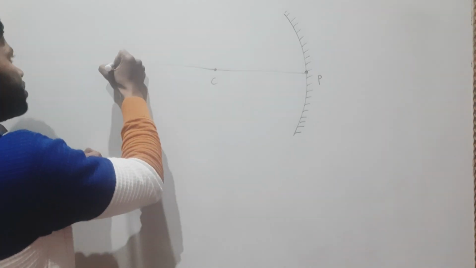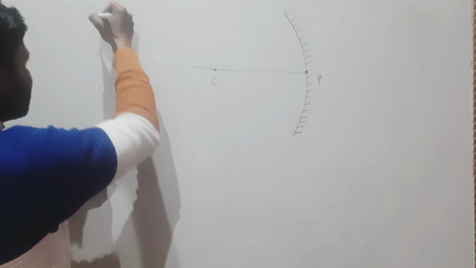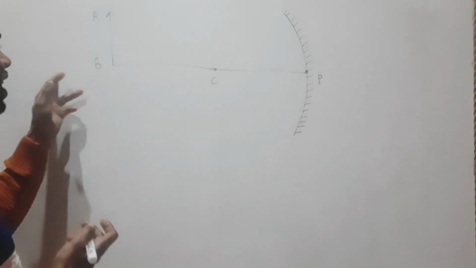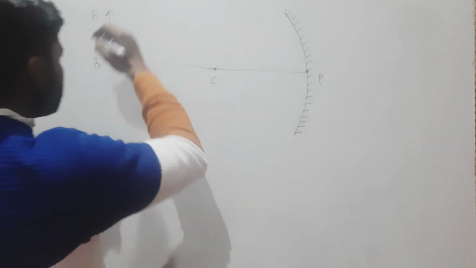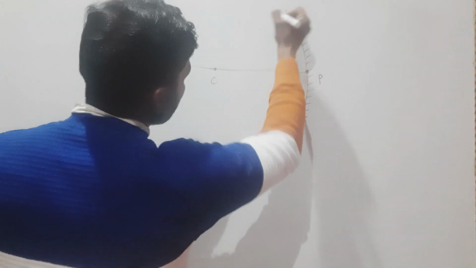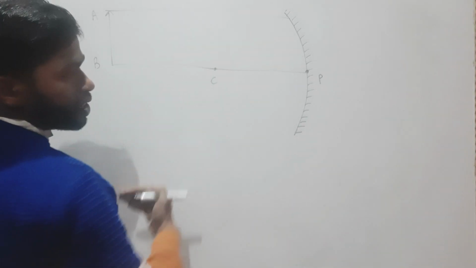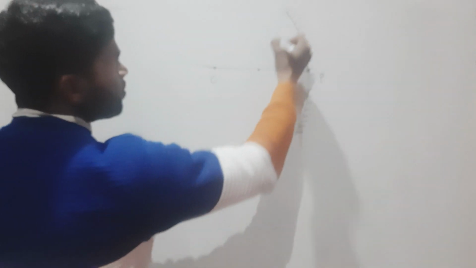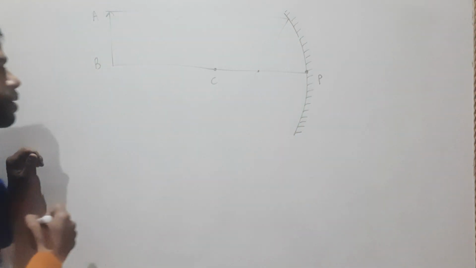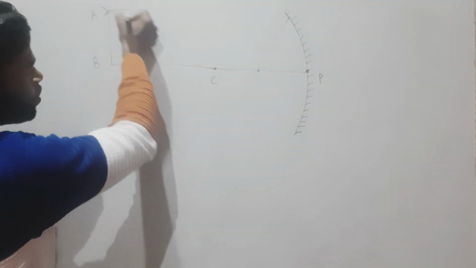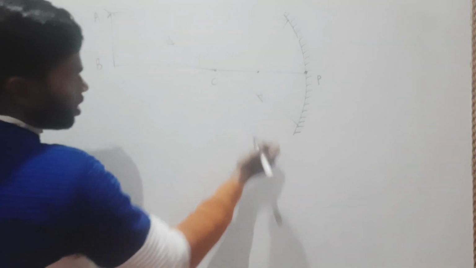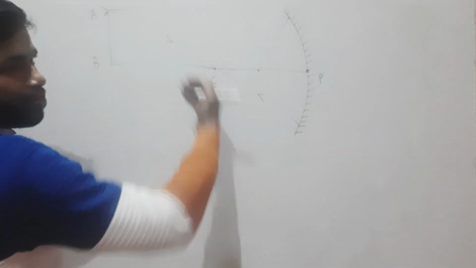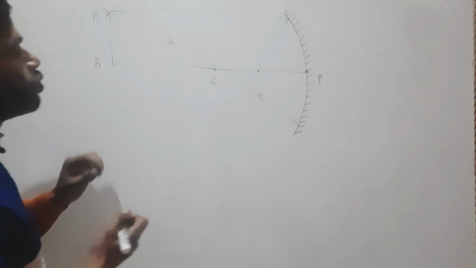If we put any object ABC here, between infinity and C, then the line which passes through the top and is parallel to the principal axis will pass through the focus, and the line which passes through point C will be reflected along the same path. Their path will not change.